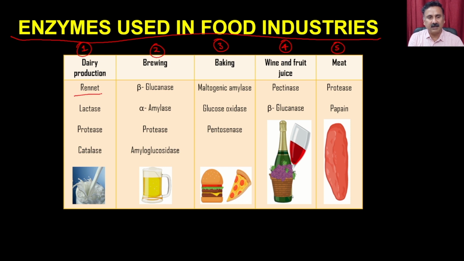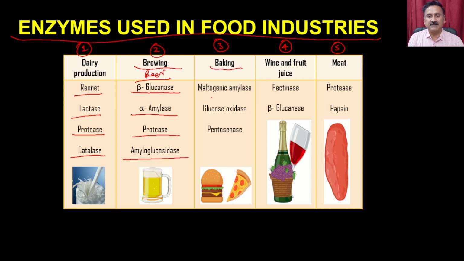When it is dairy production, you are going to use different types of enzymes like rennet, lactase, protease, and catalase. All these enzymes have their own specific and exclusive roles that we are going to discuss. When we're talking about the brewing industry, where you are going to produce beer, it is going to utilize different types of enzymes like beta-glucanase, alpha-amylase, protease, and amyloglycosidase.